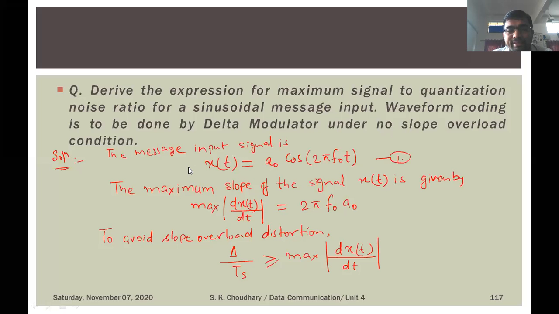To solve this kind of problem, we first have to write the message input signal. It is sinusoidal, so you can represent it as x(t) = A0 cos(2π f0 t), where A0 is the amplitude of the signal. You can define a cosine function, or you can go for a sine function as well. This is a better way of representing it.